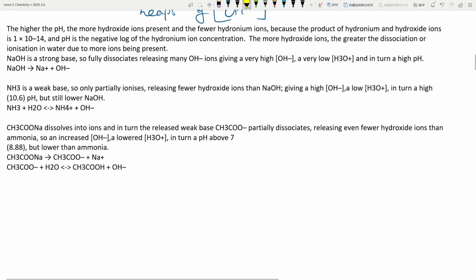Let's grab a highlighter. So the higher the pH, that means the more hydroxide ions there are. So it's just, you know, common sense. But don't worry about the first paragraph, it doesn't really make much sense. Sodium hydroxide is a strong base, so that fully dissociates. You have tons of OH minus ions, very high OH minus, very low H plus, which means you have a high pH. And this is the equation here.